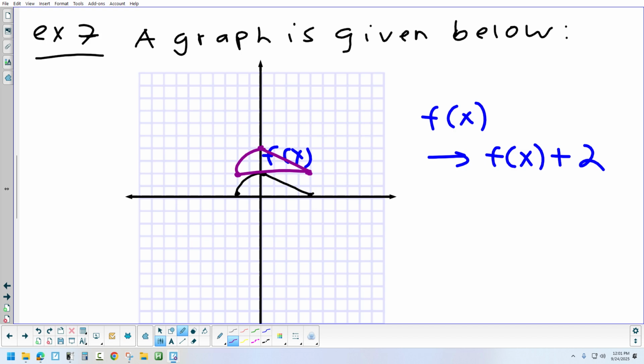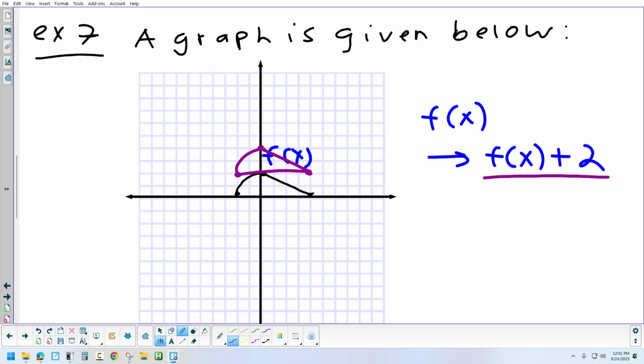So I'm just asking you to sketch a picture doing a transformation. And that's it. That's how you shift it up 2. You just have to know what plus 2 is doing. So that's 1.6.